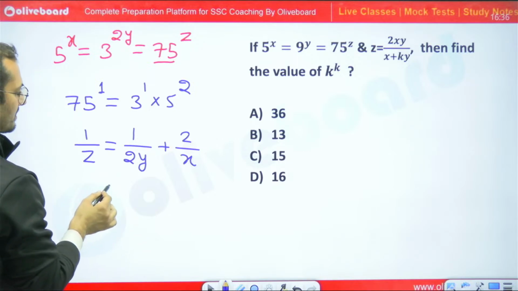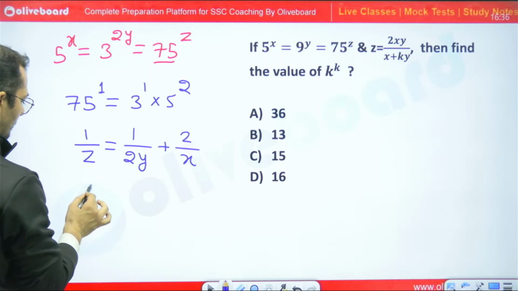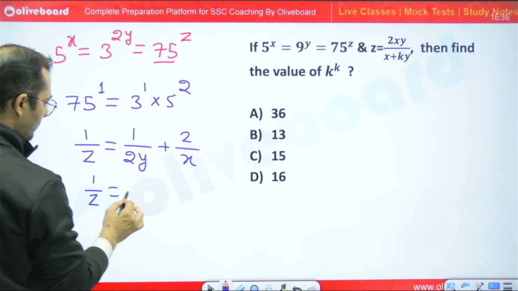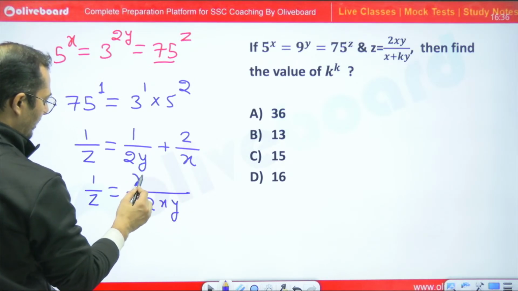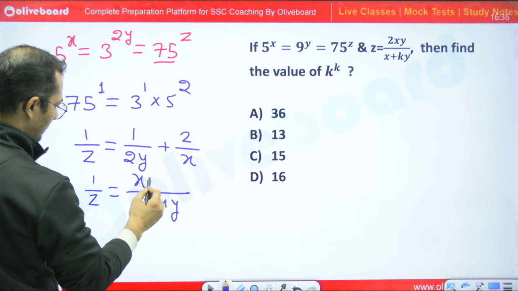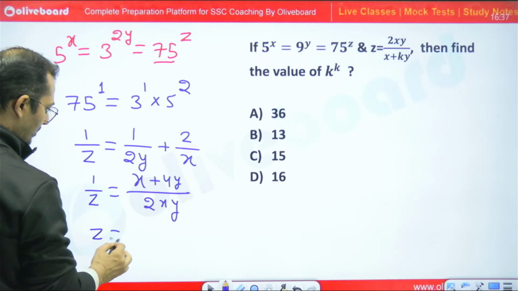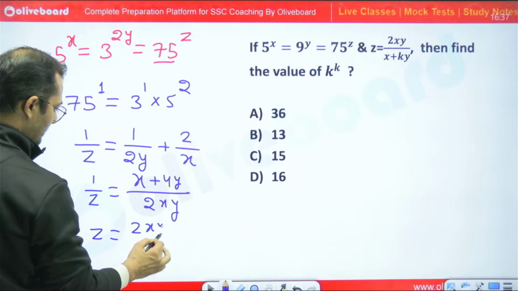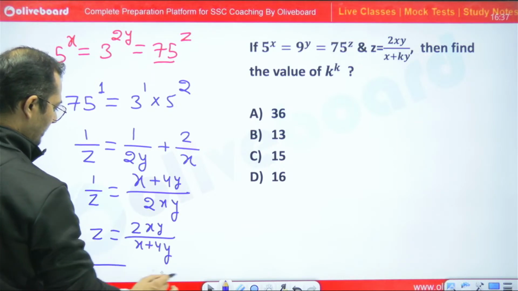So simply we can say that z is equal to, we will get, 1 upon z is equal to what? 2xy is equal to x plus 4y. So we can say that z is equal to 2xy divided by x plus 4y. Is this clear? Yes or no?